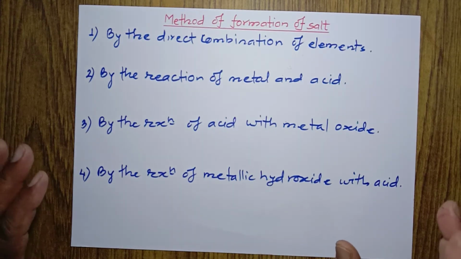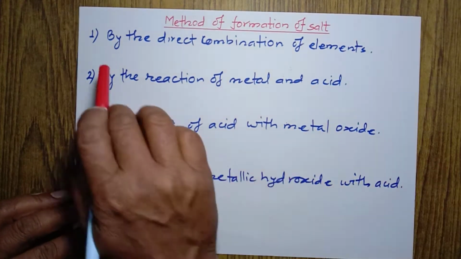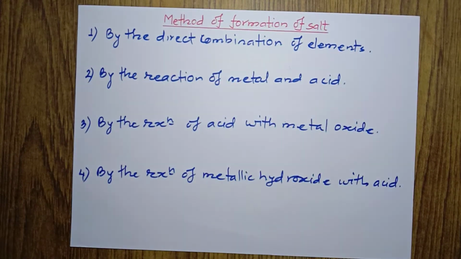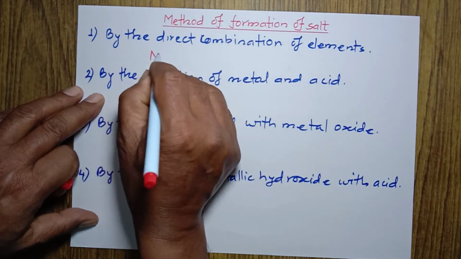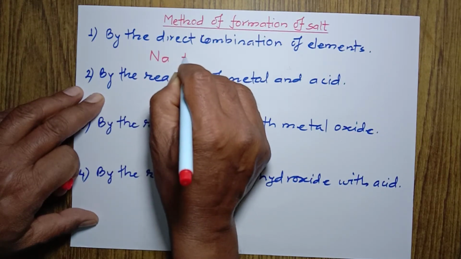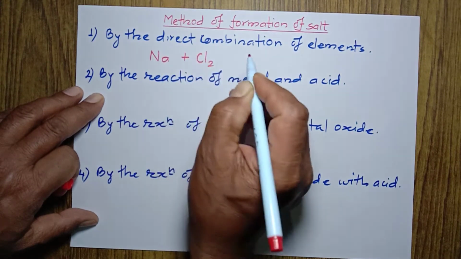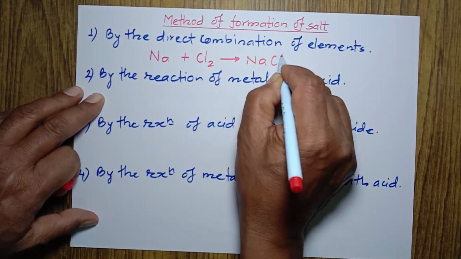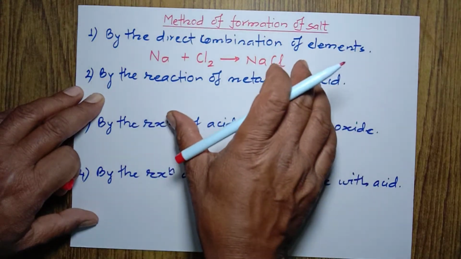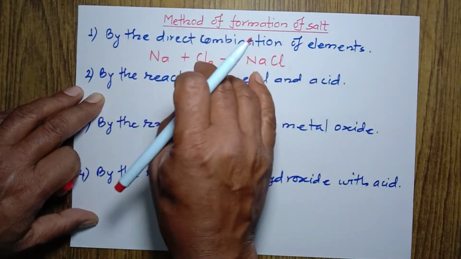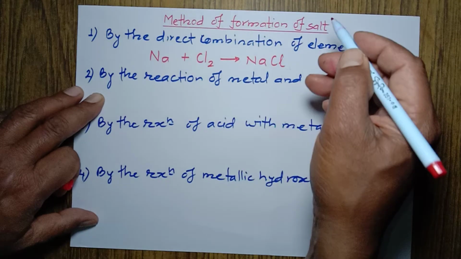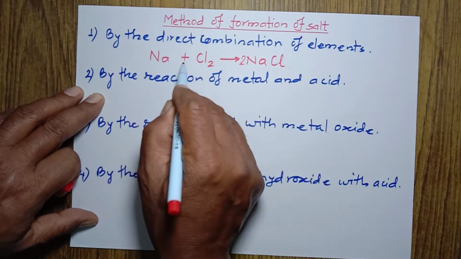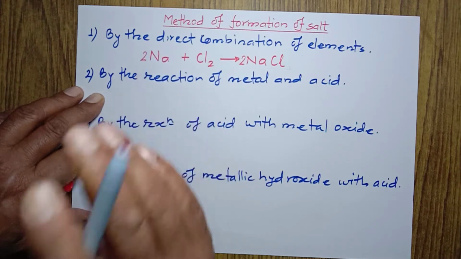Let's take an example of each of them. This is the first one, by the direct combination of elements. Just for example, when sodium element combines with chlorine, then sodium chloride forms. This is one of the methods of preparation of salt. Two elements directly combine with each other to form salt. We can balance this equation this way, 2, and if we take here 2, it's okay.